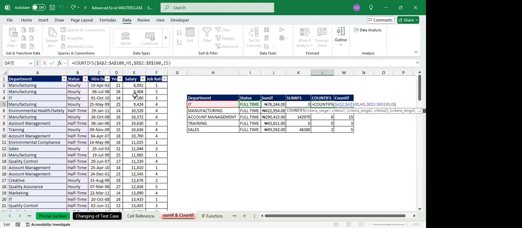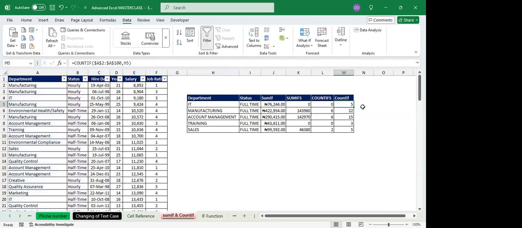So we can also count this number. When I count this number, I'll count this plus this, 1, 2, 3. It's different from if I'm summing this. If I'm summing this, I'm going to say this is 8,892 plus 8,904 plus 9,180. It's going to give me a big number. But if it is count, 1, 2, 3, simple. Okay, I get it. Thank you. Yes, sir. All right.